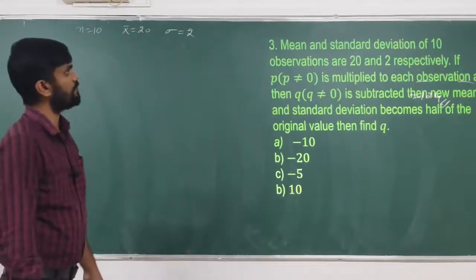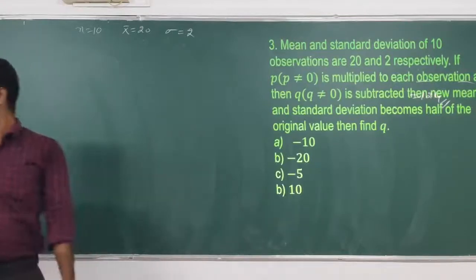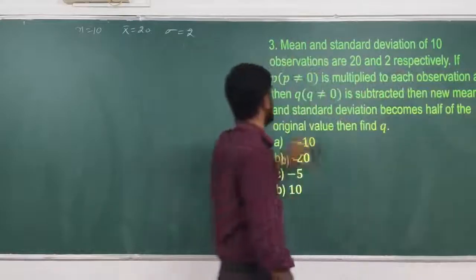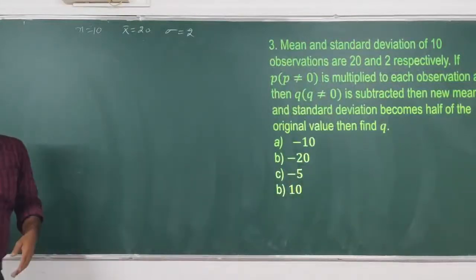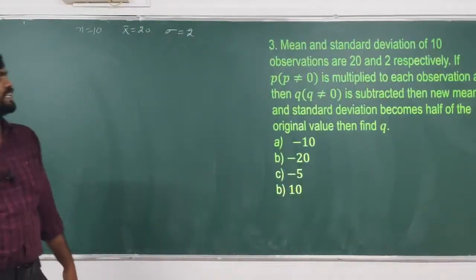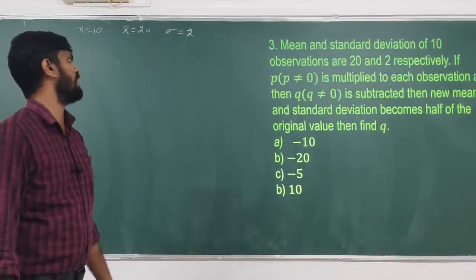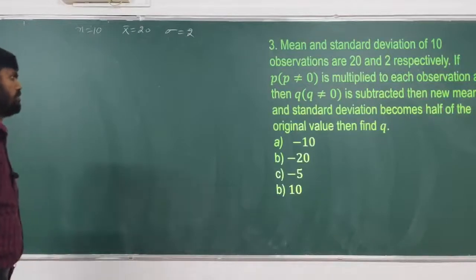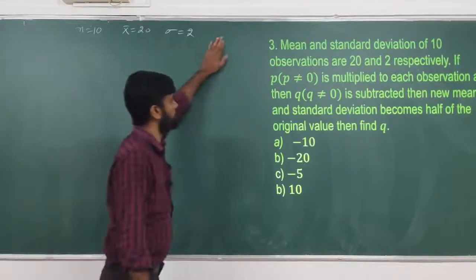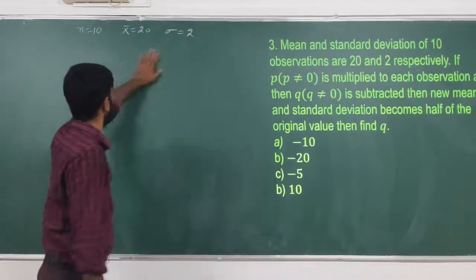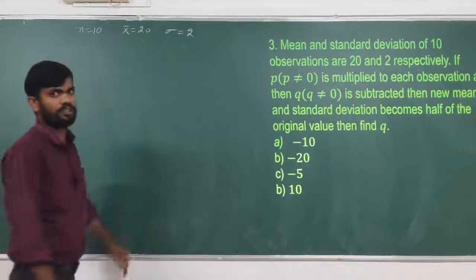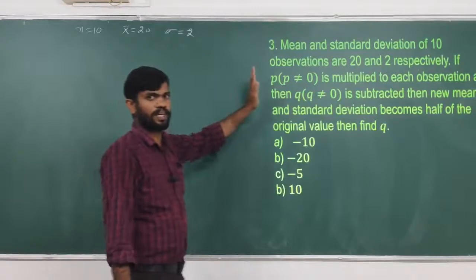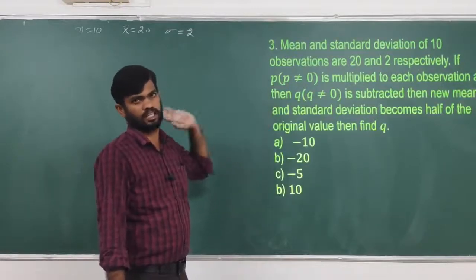If p is multiplied to each observation, and q, which is not equal to 0, is subtracted, then the new mean and standard deviation become half of the original value. Then what is the value of q? They are asking the value of q. So for this we have to use the table I displayed here now.